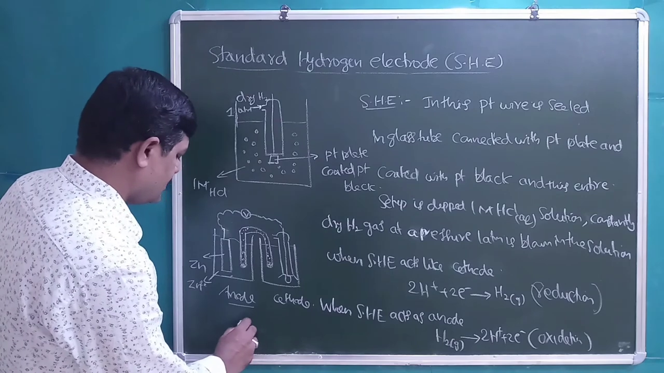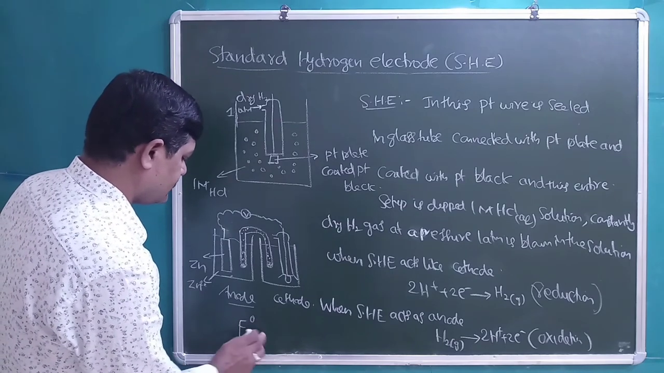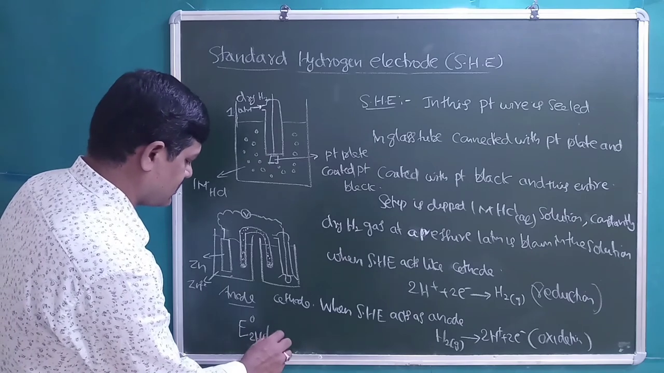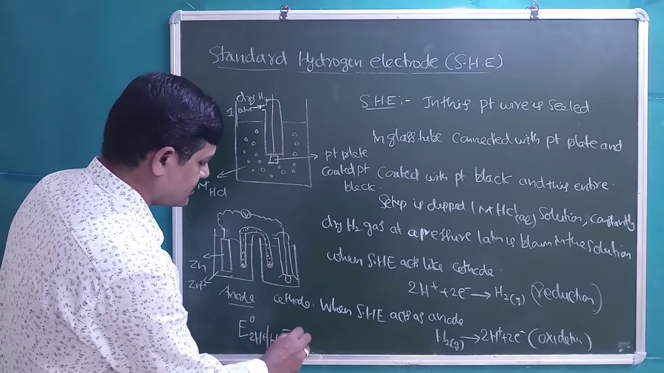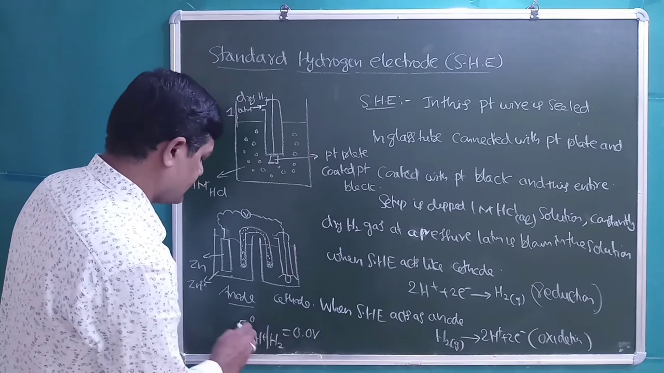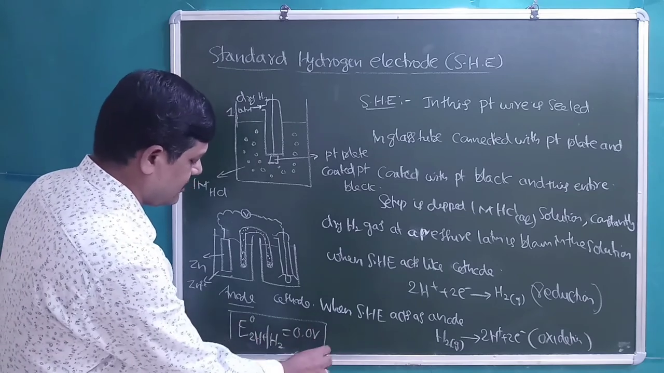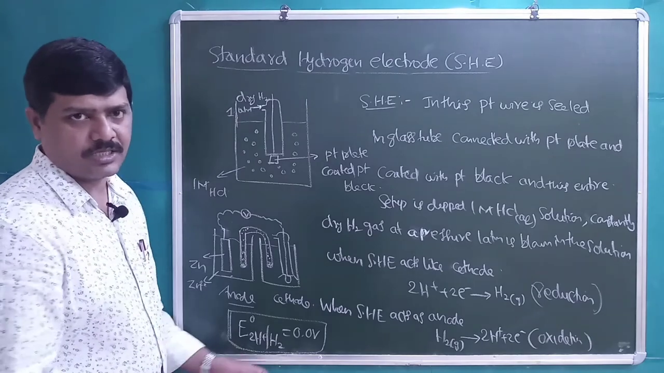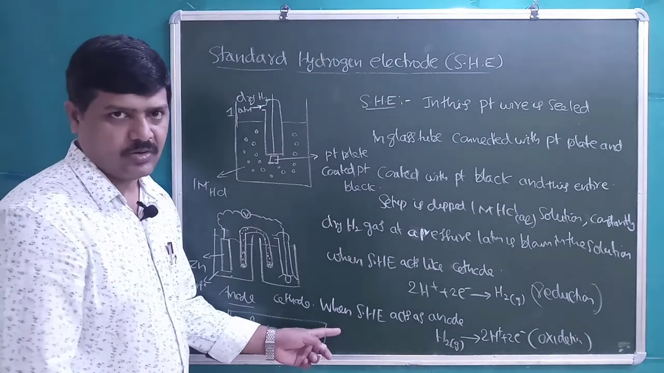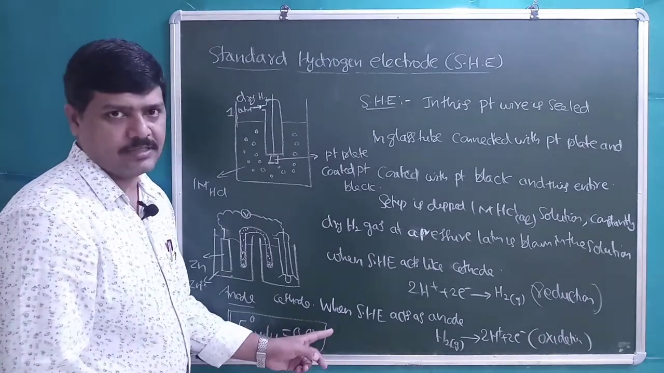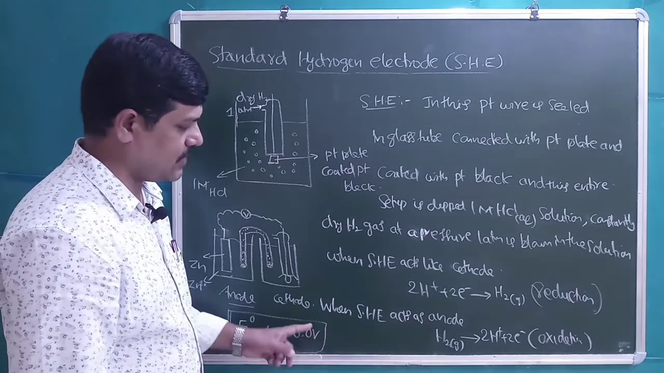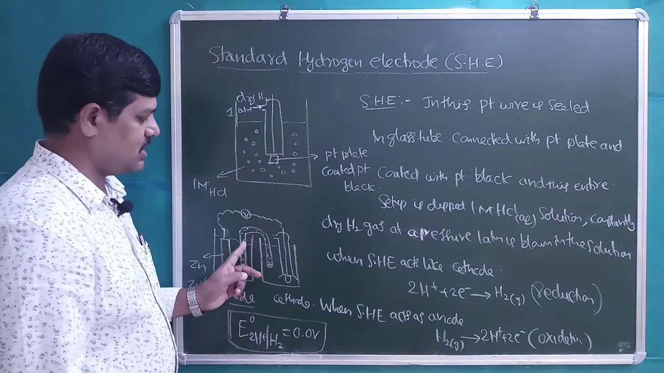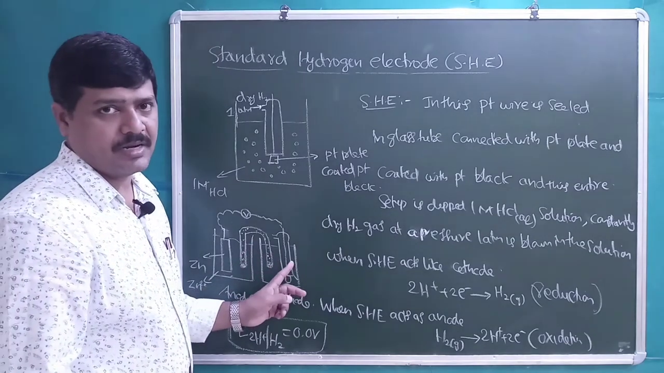And students, the reduction potential E naught of 2H+/H2 is 0.0 volts. This is not a measured value, this is an assumed value. The standard reduction potential of the hydrogen electrode is 0 because it is assumed, not measured. With reference to this only, we will measure the reduction potentials of different metals.